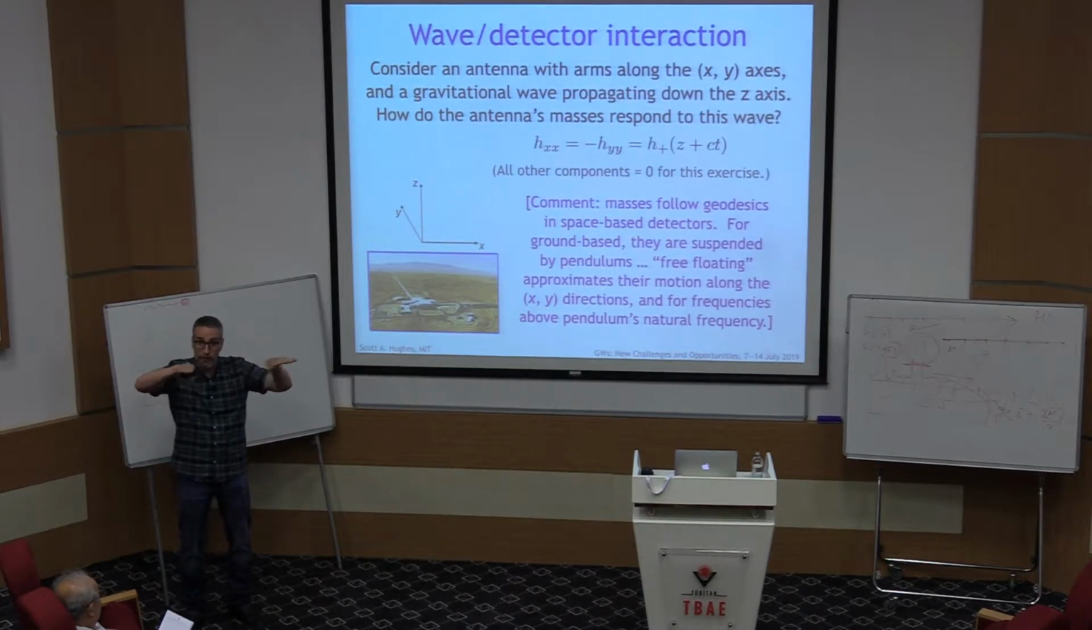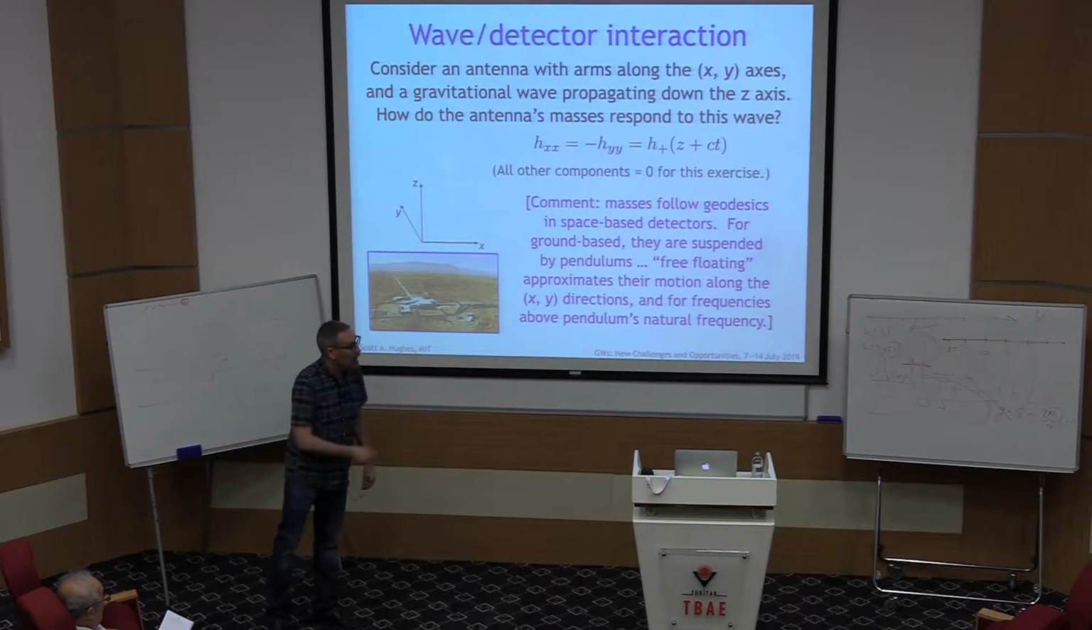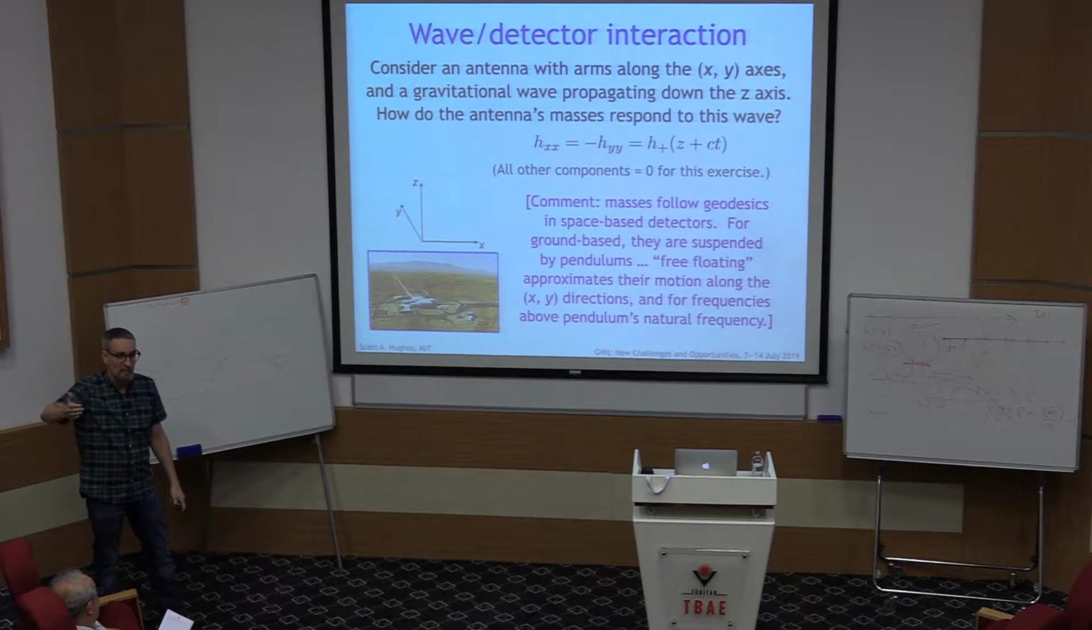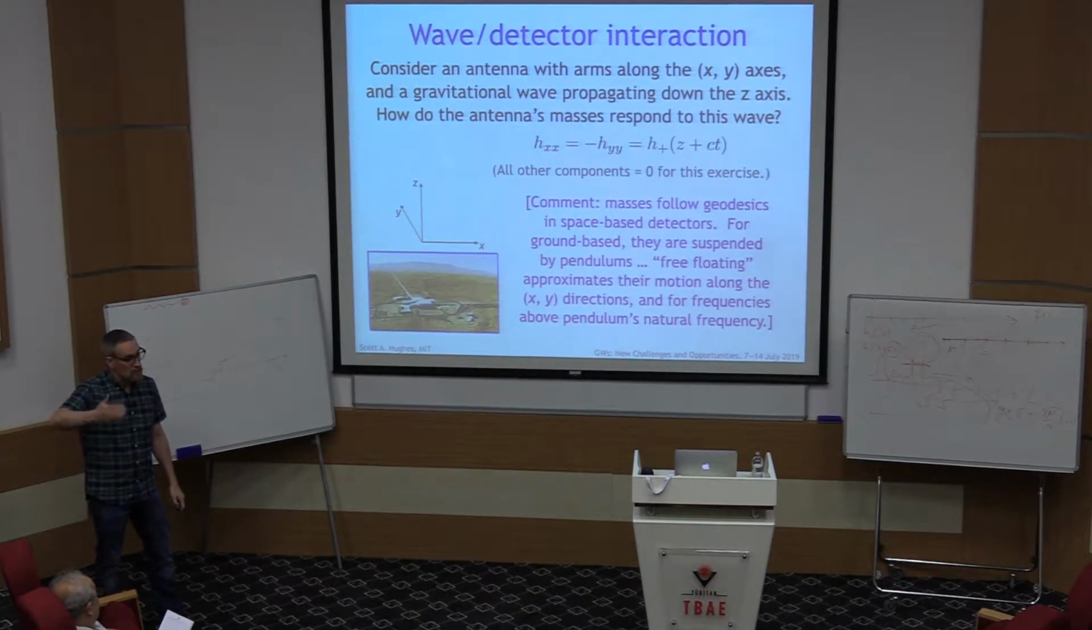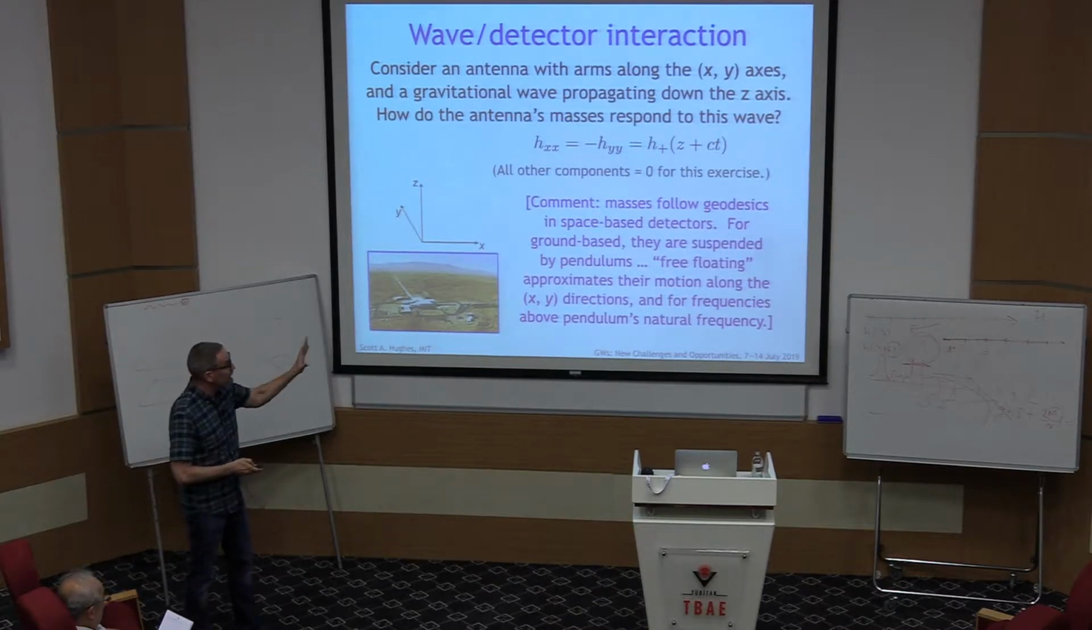orthogonal to the normal to the Earth's surface, as long as we only consider frequencies that are above the pendulum's natural frequency. So the pendula in LIGO have a natural response frequency that's several hertz, and so as long as we're looking at frequencies that are significantly higher than several hertz, if something comes along and wiggles them, it's essentially decoupled from that pendulum, and so it is accurate to treat them as freely floating in this regime.